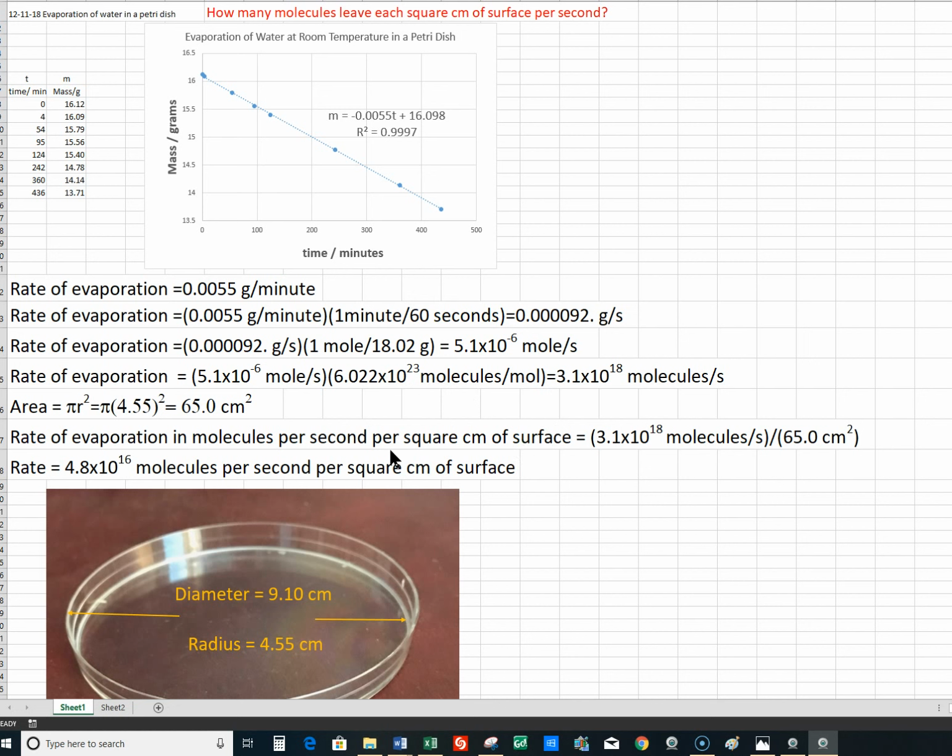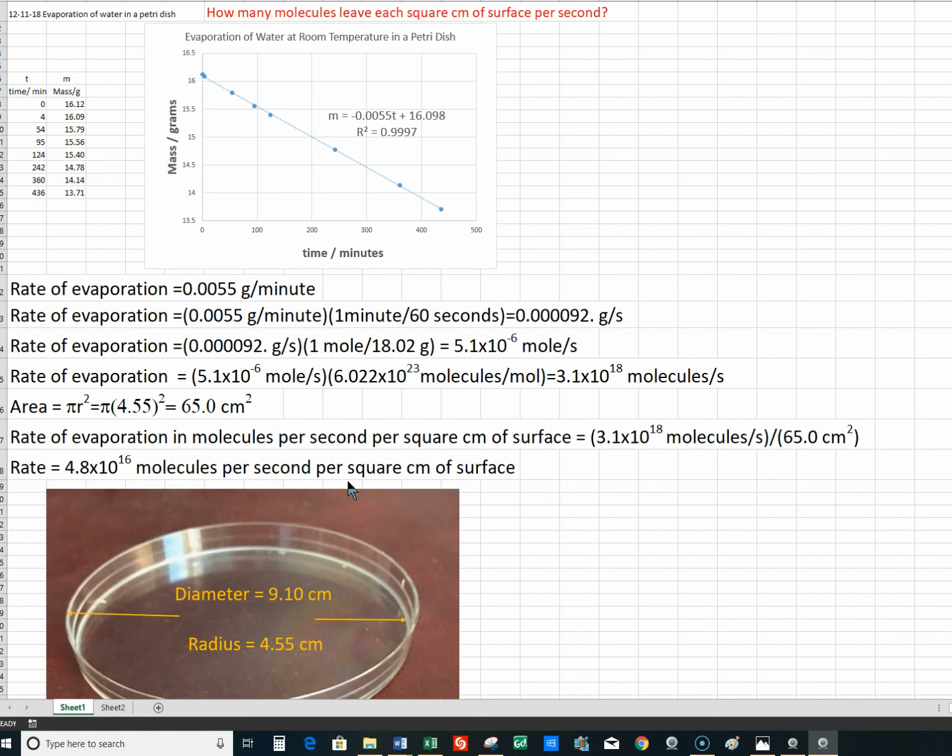Now I want to get the rate of evaporation per square centimeter. So I have to find the area. Pi r squared is the formula for a circle. Pi times 4.55 squared is 65.0 square centimeters. So if I take the rate of evaporation in molecules per second and divide by the square centimeters, I'll get 4.8 times 10 to the 16 molecules per second per square centimeter of surface.